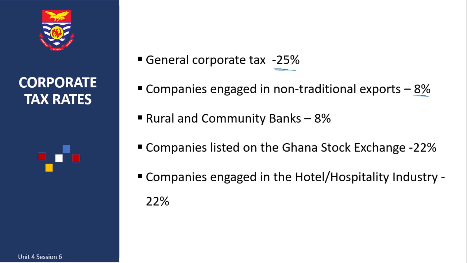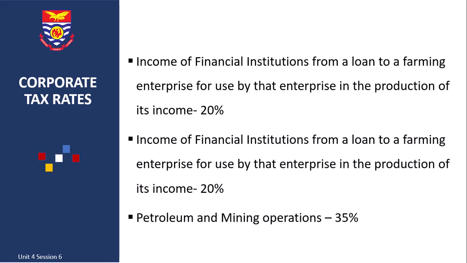Rural and community banks, the rate is 8%. Companies listed on the Ghana Stock Exchange, 22%. Companies engaged in hotel or hospitality industry, 22%. For income of a financial institution from a loan to a farming enterprise for use by that enterprise in the production of its income, the corporate tax rate is 20%.